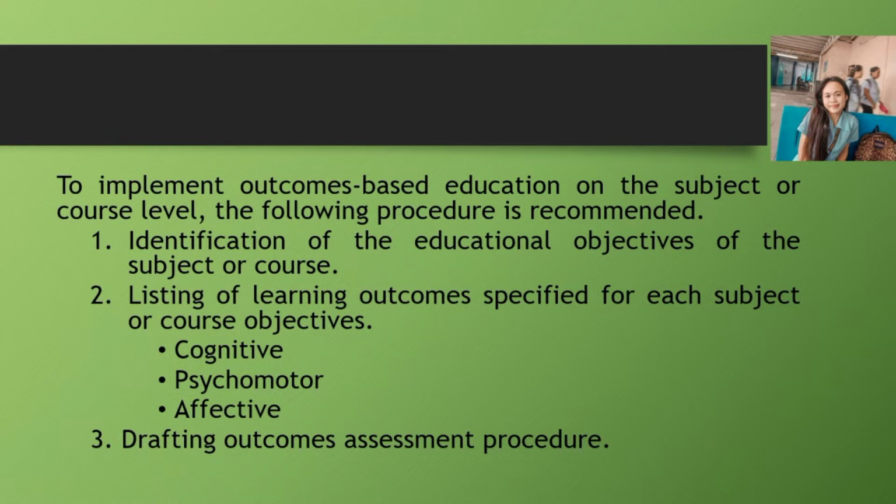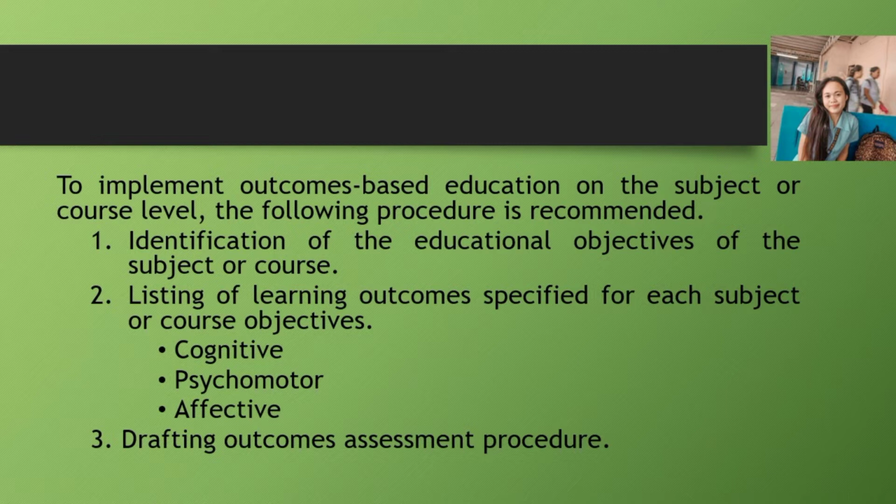Second, listing of learning outcomes specified for each subject or course objective. Since subject or course objectives are broadly stated, they do not provide a detailed guide to be teachable and measurable. Learning outcomes are stated as concrete active verbs such as to demonstrate, to explain, to differentiate, and to illustrate. A good source of learning outcome statements is the Taxonomy of Educational Objectives by Benjamin Bloom, which is actually grouped into three.